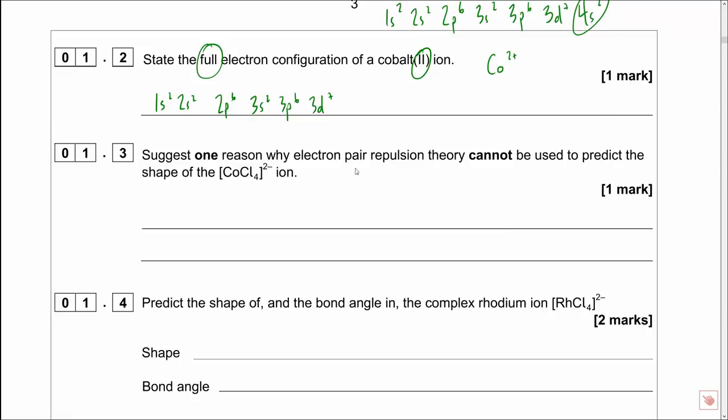Okay, so just one reason why electron pair repulsion theory cannot be used to predict the shape of the CoCl4 2- ions. This is one of our complexes. Well, obviously, we're in inorganic chemistry. It's a suggest question, which means it's not really necessarily a hard and fast answer. Maybe not one you necessarily would have come across in lessons. If you were to look at this, essentially what we've got is too many electrons in particularly our D subshell. So too many electrons.